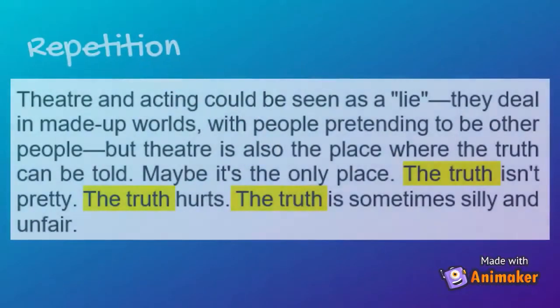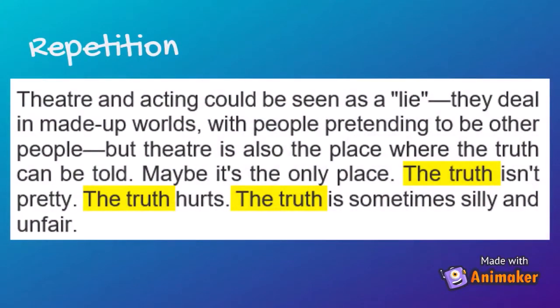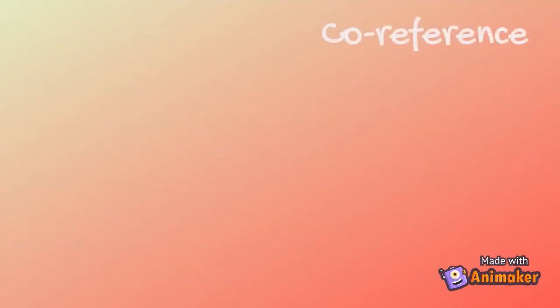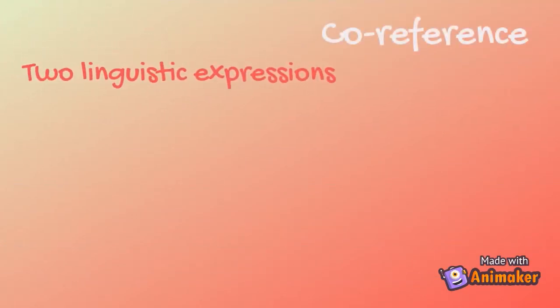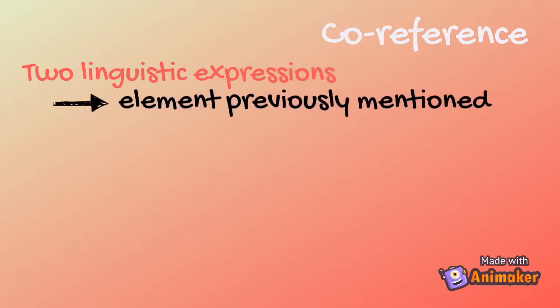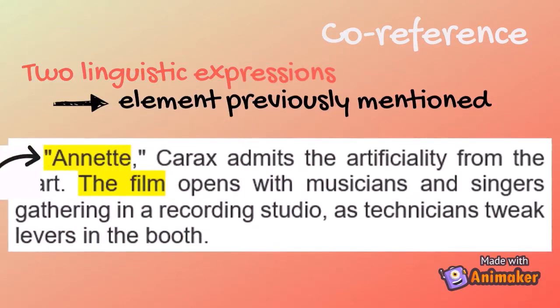Now we have repetition when an element reappears with the same form in the text. In the example, we can see that the phrase "the truth" is there 3 times in order to emphasize. Finally, coreference, which shows the use of two linguistic expressions to refer to an element previously mentioned. First, it is mentioned the name of the movie Annette, then the film is also mentioned by using the noun film this time.